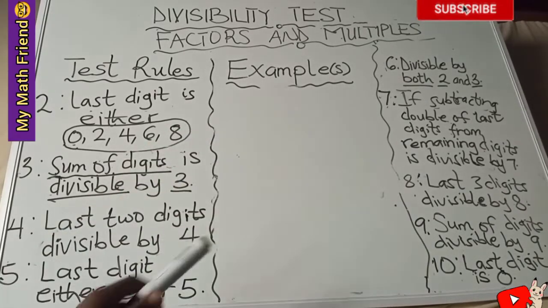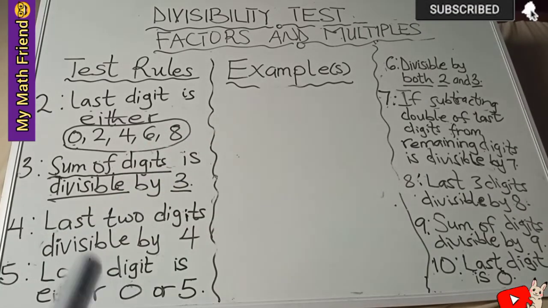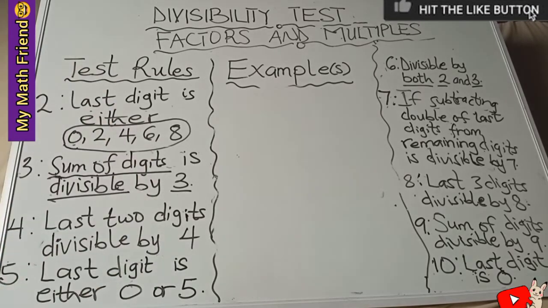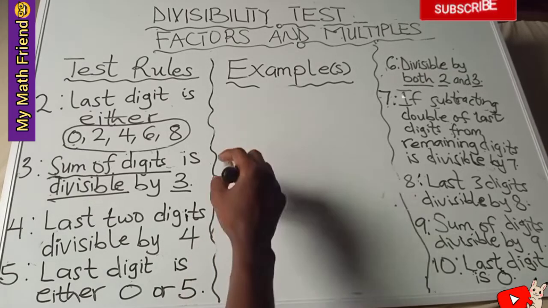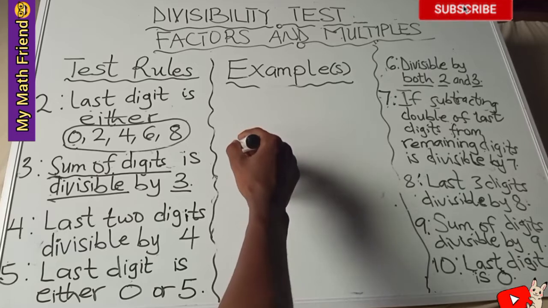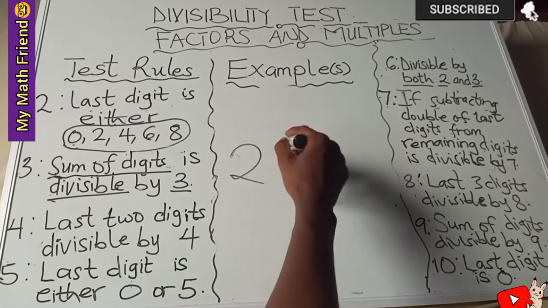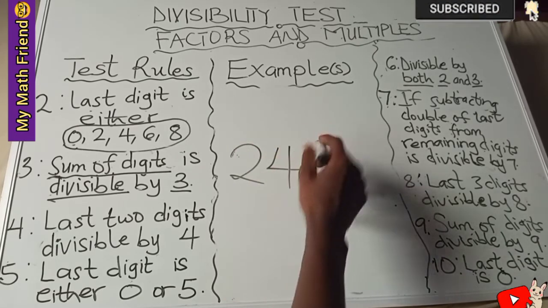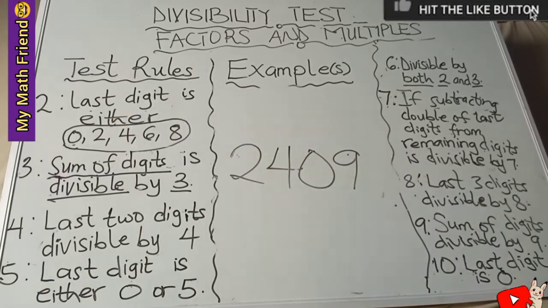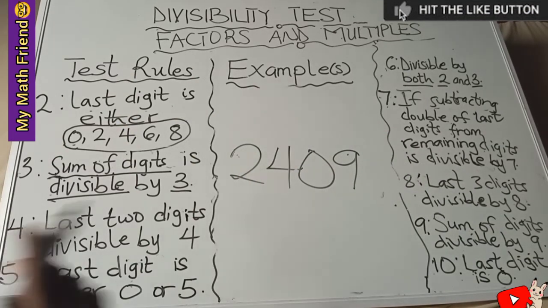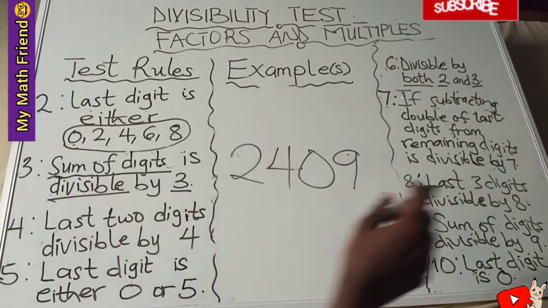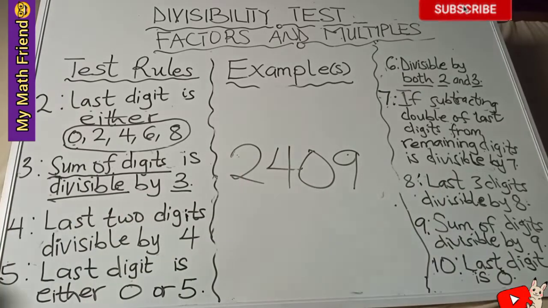Let's look at the test rule for 8. We say that the last 3 digits should be divisible by 8. Okay, very well. Let's look at an example: 2,409. What are the last three digits, for the rule for 8? The last three digits are 409. Is it divisible by 8?